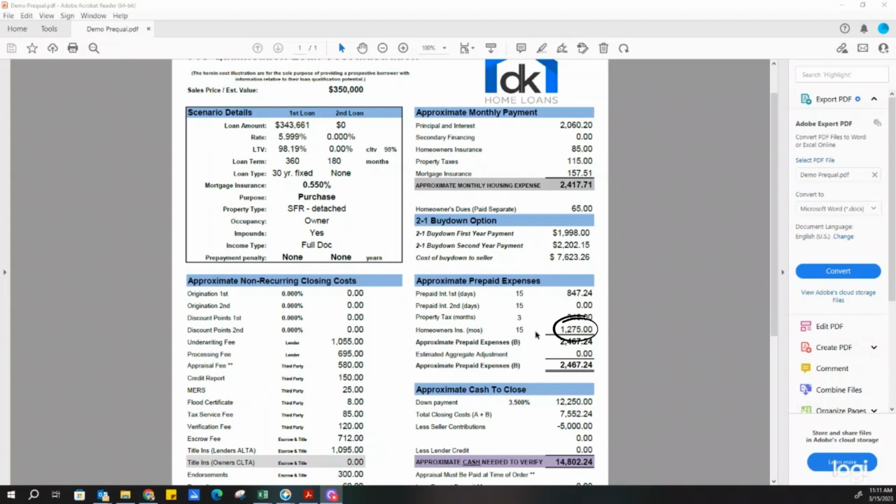Same with homeowners insurance here. You can see we're collecting 15 months, but that's because if you close in March, your first payment isn't due until May. And that means you're only going to make 10 payments until next March. So they collect a couple months of cushion to make sure that there's enough money in your homeowner's insurance escrow account to pay for next year's premium when it comes due, because you won't have made 12 full payments. So the prepaid expenses are $24.67.